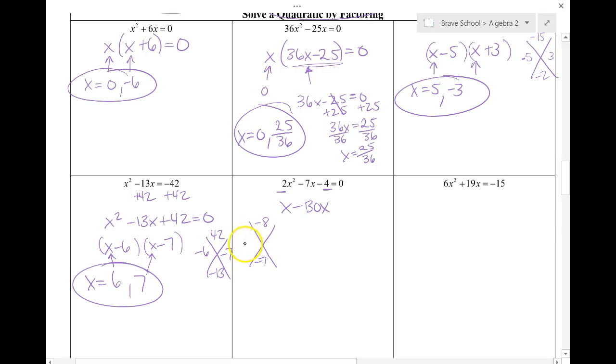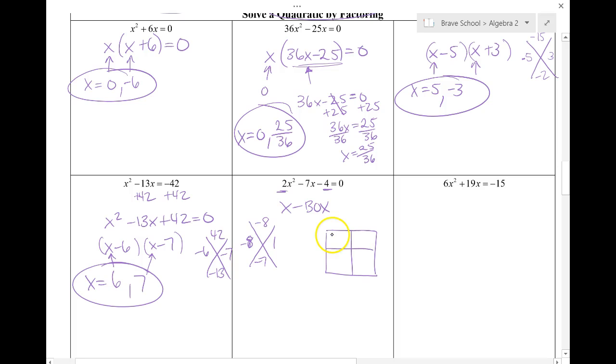Well, how about negative 8 and 1? Because negative 8 times 1 is negative 8, and negative 8 plus 1 is negative 7. Okay, but we're not done there. When we do the X box method, now we have to make the box.